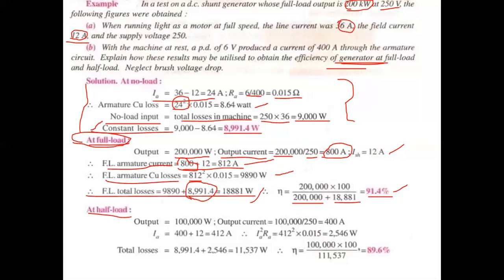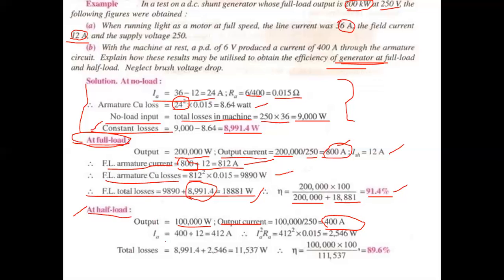Again, for the same generator, it is asking what is the efficiency during half load. Half load means, 200 kilowatts is the full load, then half load is equal to 200 by 2, which is equal to 100 kilowatts. Now the 100 kilowatts is converted into watts. Then output current is equal to 100 kilowatts divided by 250, which is equal to 400 amperes. Otherwise, you already know 800 amperes is the full load current, which divided by 2 will give 400 amperes as the half load current.